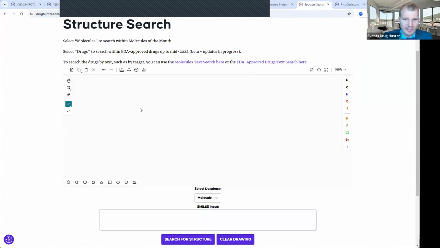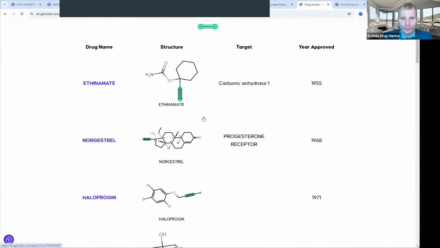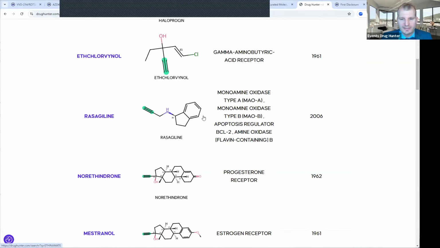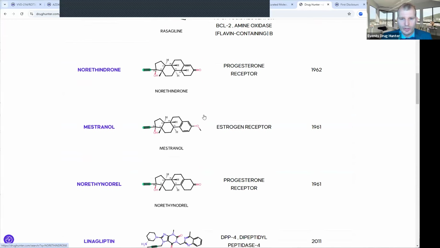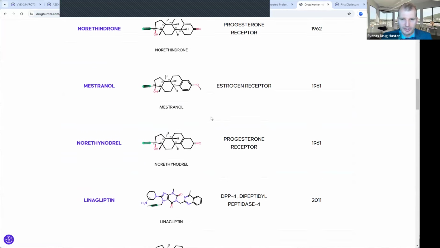If you want to know, for example, a specific functional group that's present in a drug, let's say acetylenes, how many FDA approved drugs contain acetylene. We just draw the acetylene here, toggle down to drugs, and then search for structure. We will quickly get an overview of drugs that contain acetylenes. You can then really quickly see the context in which those drugs contain acetylenes.